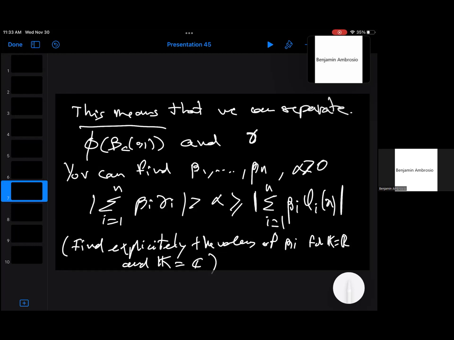So the idea of 2 implies 1 is that you can separate. If I do, for example, R2, you can separate the image of the ball in R2 from your gamma, so that you can find some hyperplane that separates the two. And here I wrote the case for the general complex case, and this gives you the result. All right, so we're done with the first of the two lemmas.